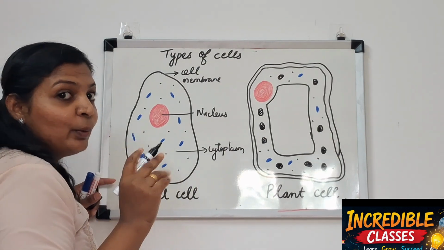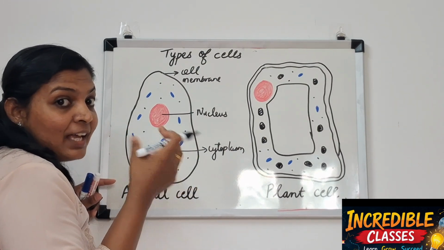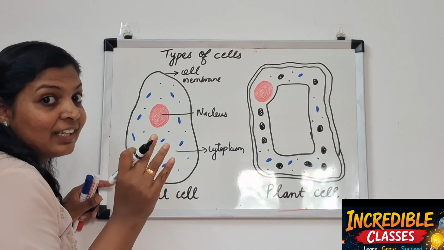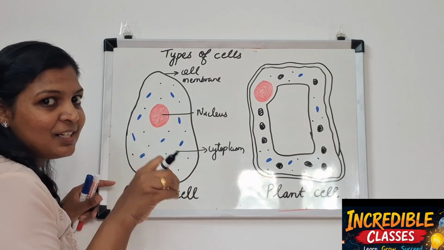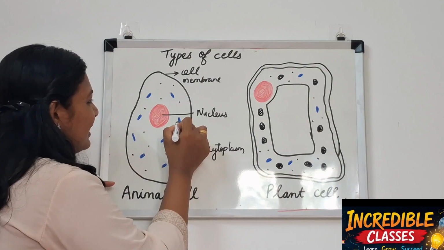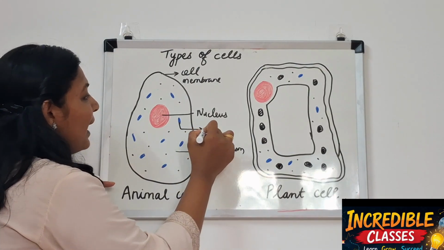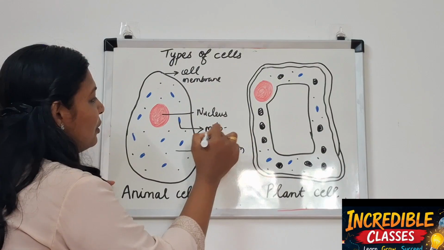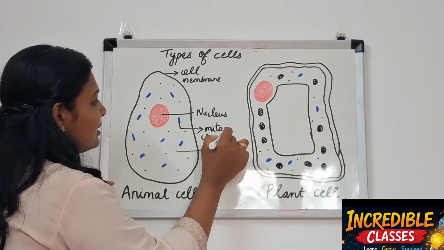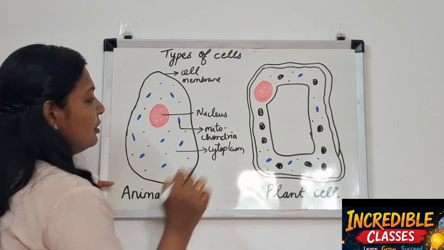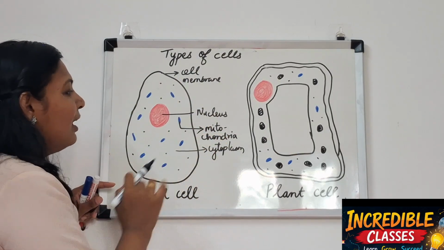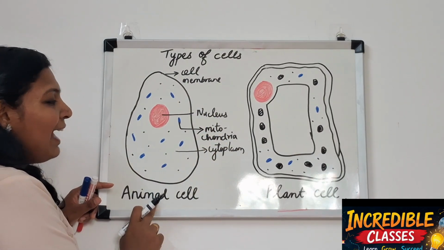Now I will tell you one more interesting thing. I told you that cytoplasm has many essential components, just like the classroom has very important students in it. So we have one thing, that is mitochondria. What is it? Mitochondria. Clear? So these are the important parts of an animal cell.